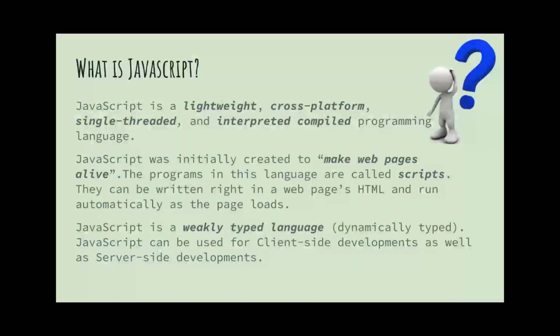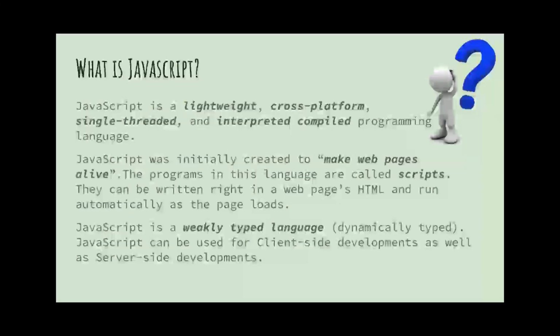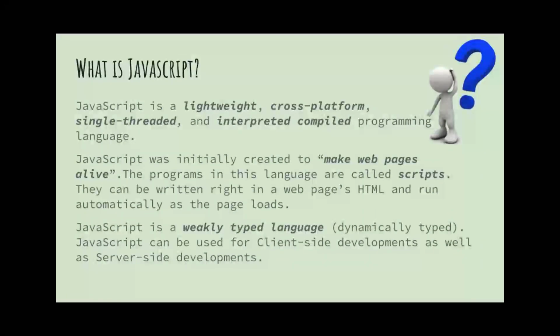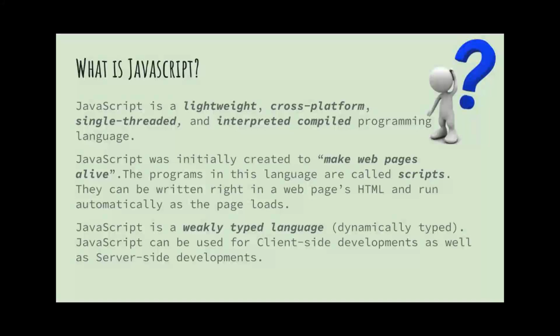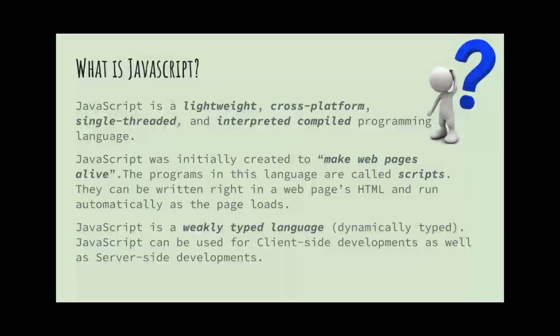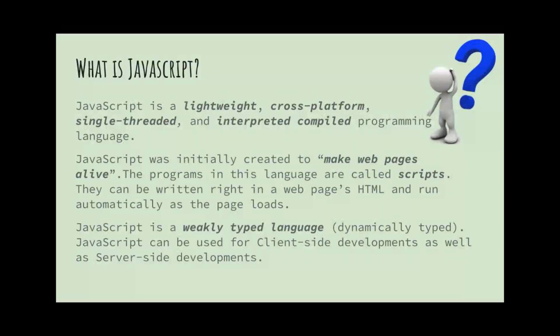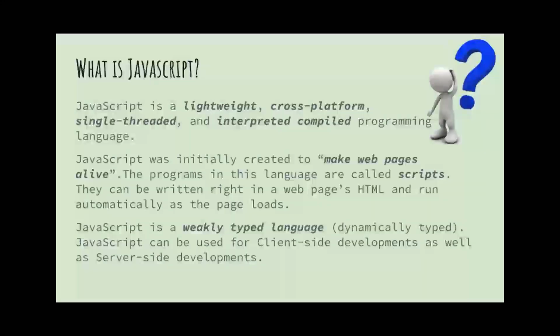Here in this slide, it is written that JavaScript is a weakly typed, dynamically typed language. It is because the memory is allocated after the value is assigned to the variable. That is not common in other languages like Java, PHP, or Python.